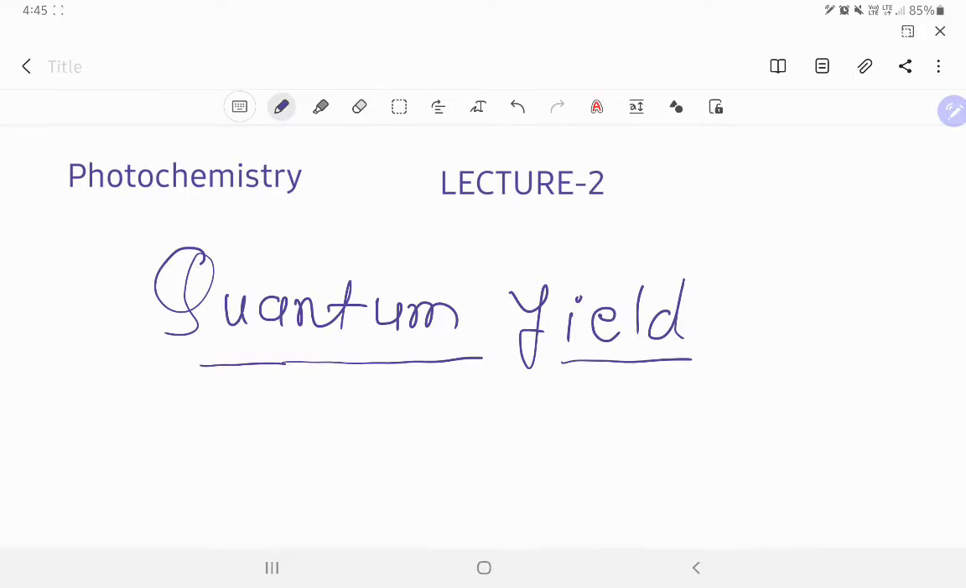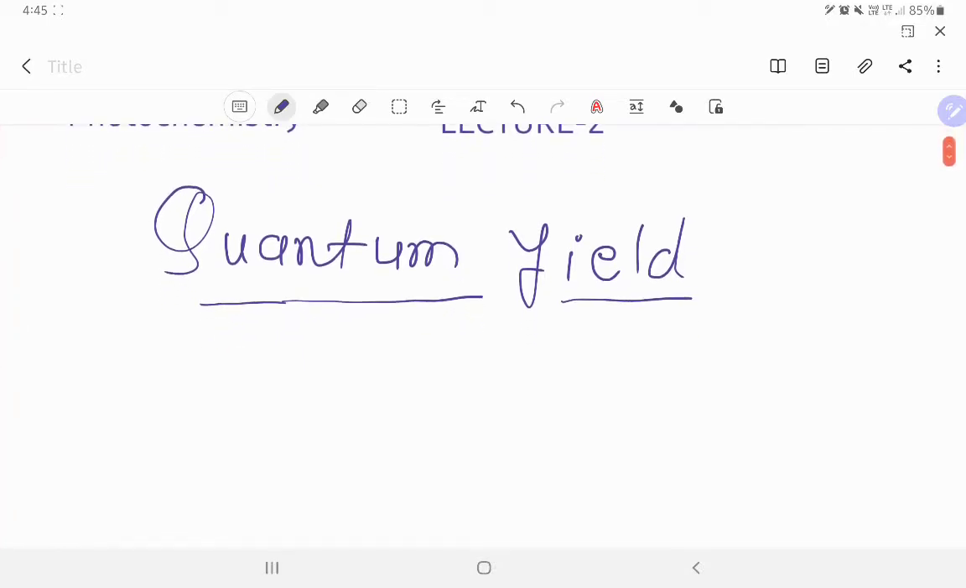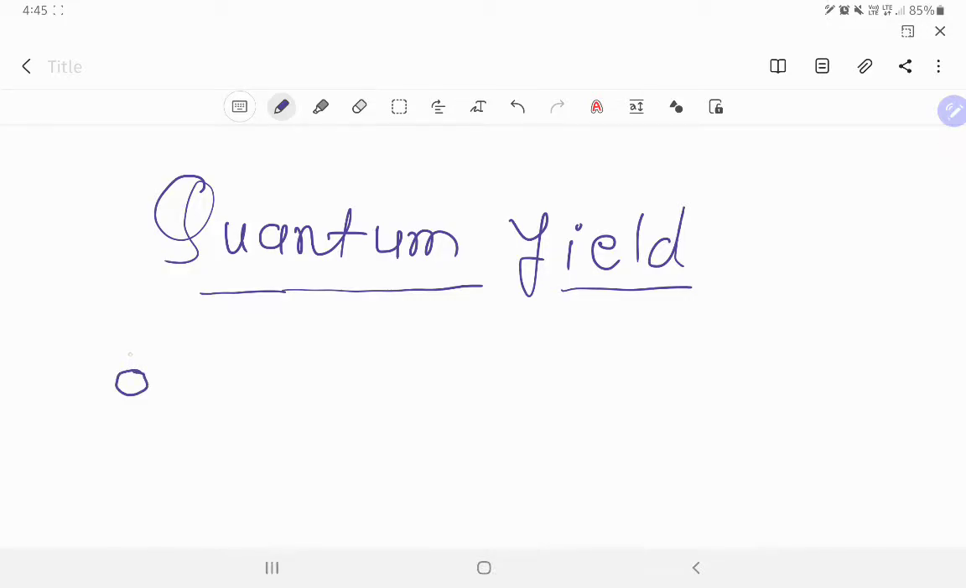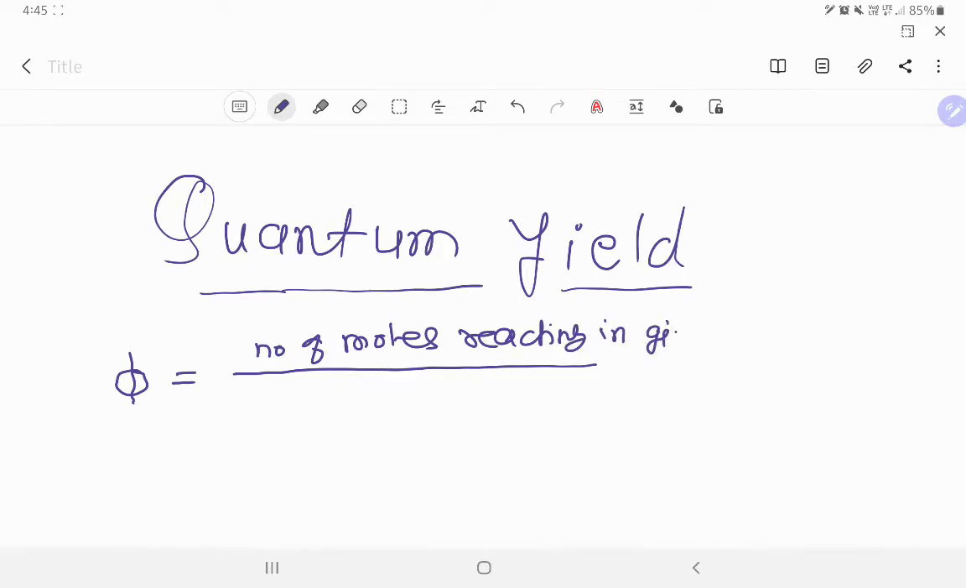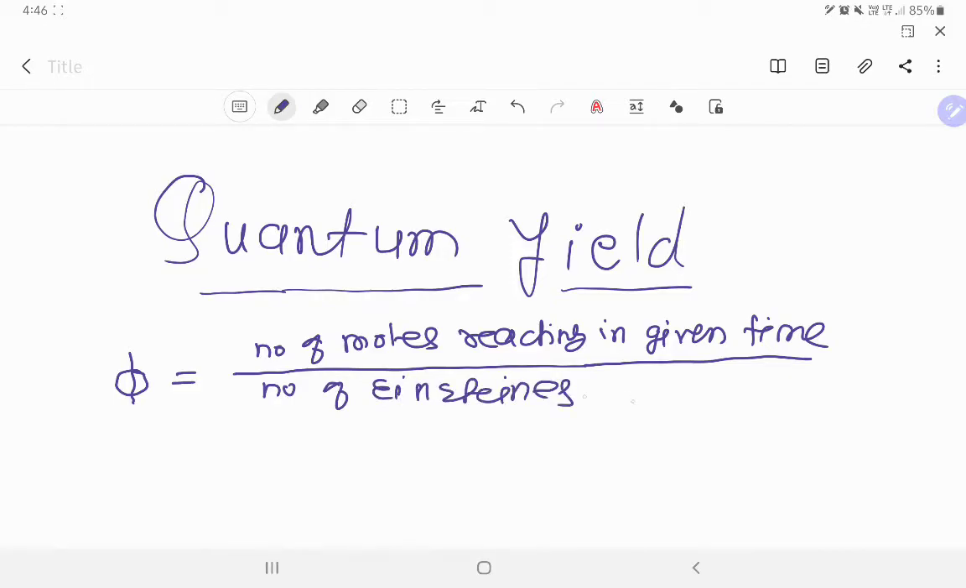According to the law of photochemical equivalence, one molecule absorbs one quantum of energy. And quantum yield phi, what is phi? It is the number of molecules reacting per quantum of energy, or the number of moles reacting per Einstein of energy. It is the ratio of the number of moles of substance reacting in a given time to the number of Einsteins absorbed in the same time. You know what Einstein energy is.